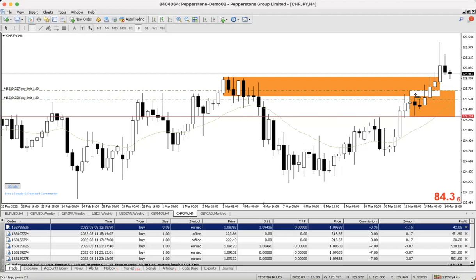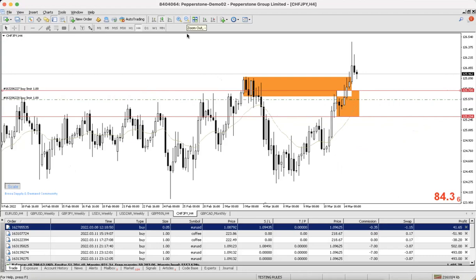So in short, price has to come down to 125.700. That is CHF JPY. Okay. Let me do this.